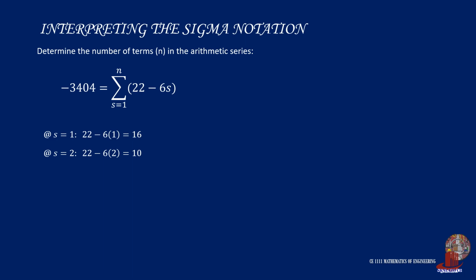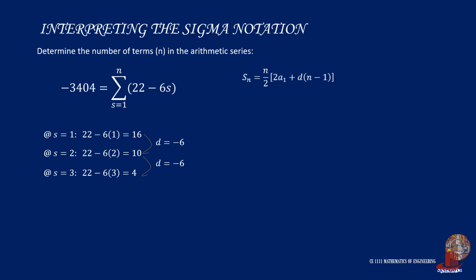Then we use another to validate the common difference. So at s equal to 3, the term is 22 minus 6 times 3, which is 4. From these 3 terms, we can determine the common difference by taking 10 minus 16, which is negative 6. And this is validated when we also compute the difference of 4 minus 10, which is also negative 6. Knowing d, we can solve for n in the series.